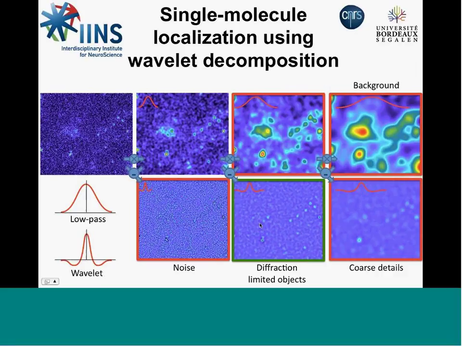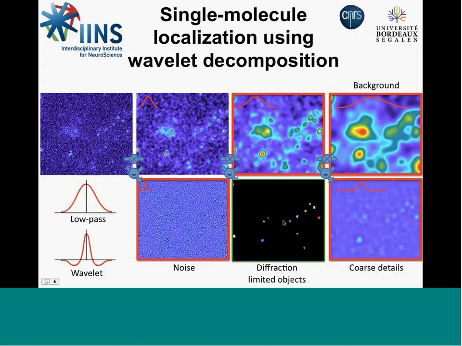One contains like 80 to 90% of the noise of the image. The second wavelet map contains the single molecule information, while the other images contain mostly the background or coarse details, which have nothing to do with the single molecule. Once you have reached this level, you just have to threshold your image and get the centroid. With a fast decomposition algorithm for the wavelet transform, we can do this in only very few convolutions. And so that is so fast.